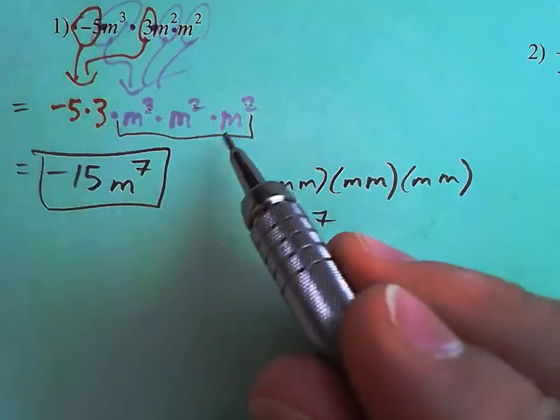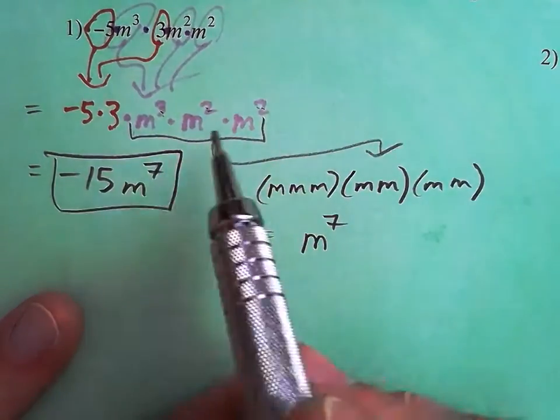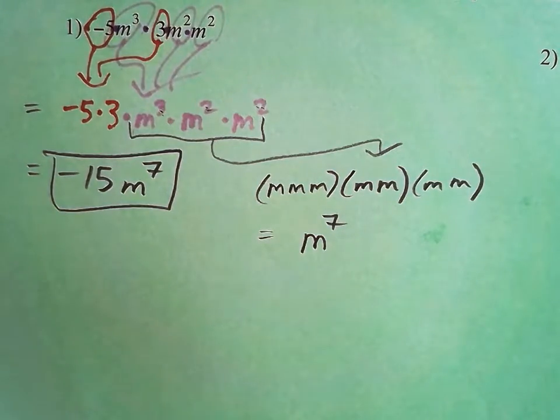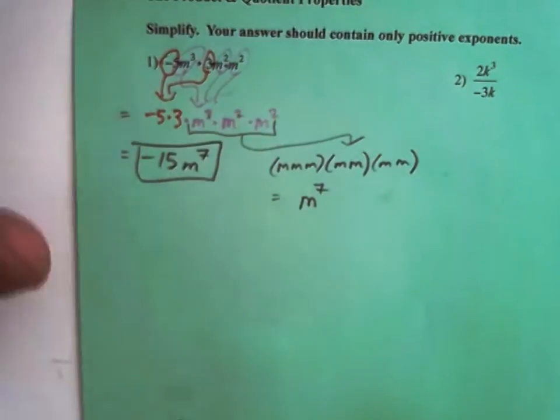So that's just zooming in on how the product property works. But you can just use that. You should know it without having to write it out the long way. But when in doubt, write it out the long way so you make sure you're doing it right.